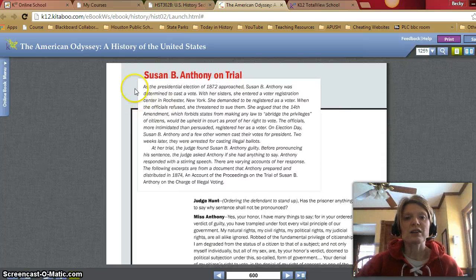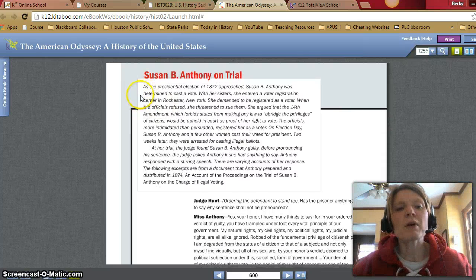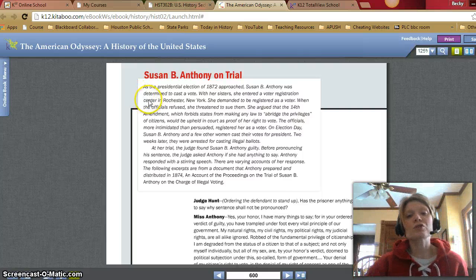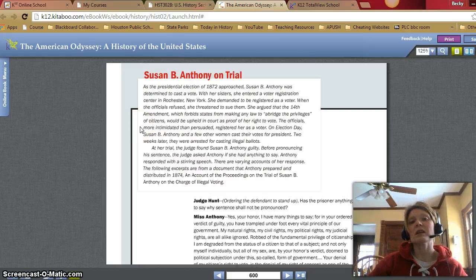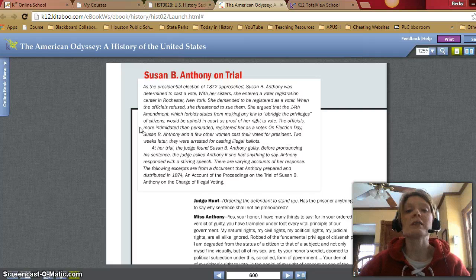Susan B. Anthony on trial. Let's read this section here. As the presidential election of 1872 approached, Susan B. Anthony was determined to cast a vote. With her sister, she entered a voter registration center in Rochester, New York. She demanded to be registered as a voter. When the officials refused, she threatened to sue them. She argued the 14th Amendment, which forbids states from making laws to abridge the privileges of citizens, would be upheld in court as proof of her right to vote. The officials, more intimidated than persuaded, registered her as a voter.